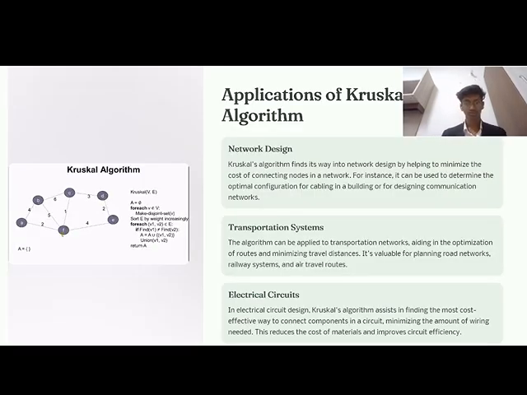And we can see the applications of Kruskal's algorithm: network design, transportation systems, and electrical circuits. In network design, it helps minimize the cost of connecting nodes in a network. For instance, it can be used to determine the optimal configuration for cabling in a building or designing a communication network. It helps a lot in transportation systems, aiding the optimization of routes and minimizing travel distance. It's valuable for planning route networks, railway systems, and air travel routes.